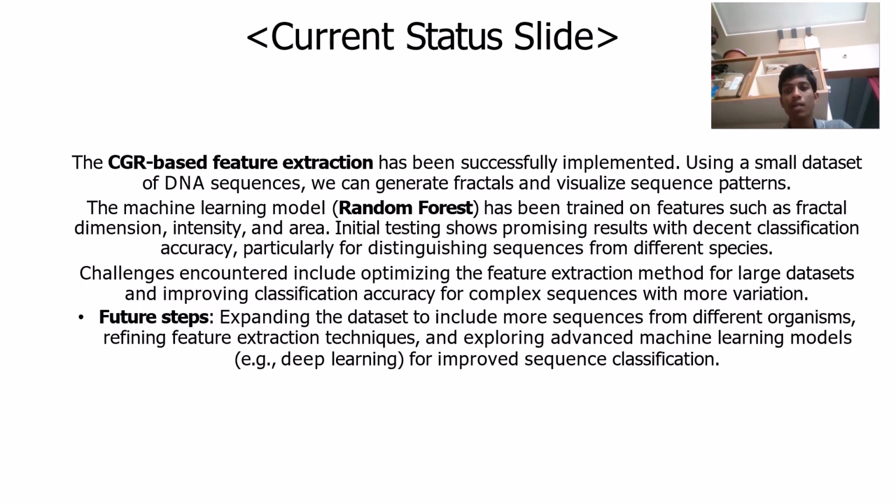I have successfully completed a small dataset of DNA sequences, and at this stage, I have used the dataset of sample DNA sequences to generate CGR images. Next, I extracted key features and trained a random forest classifier. Initial results are promising with good classification accuracy. Challenges include scaling to large datasets and refining for better results. Further steps are expanding the dataset to include more sequences from different organisms, refining feature extraction techniques, and exploring advanced machine learning models like deep learning to improve sequence classification.